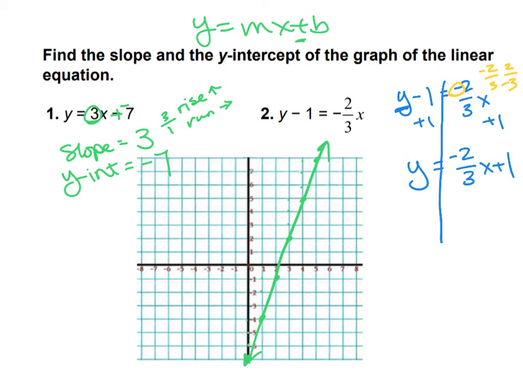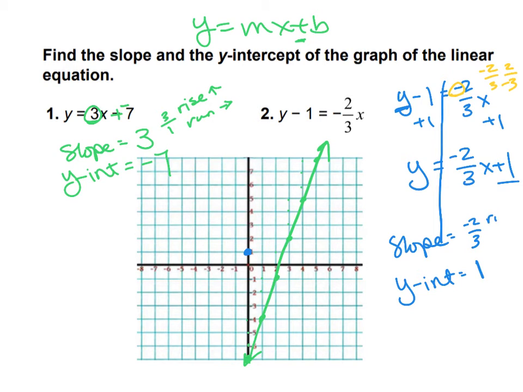One of the numbers has to be negative, not both. So, our slope is right before the x. It's -2/3. Our y-intercept is what we are adding, so it's a +1. So let's graph it. Y-intercept is a +1. That would go here.